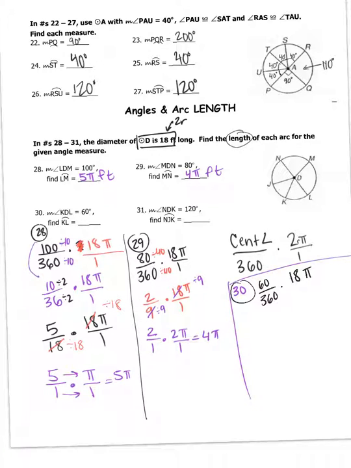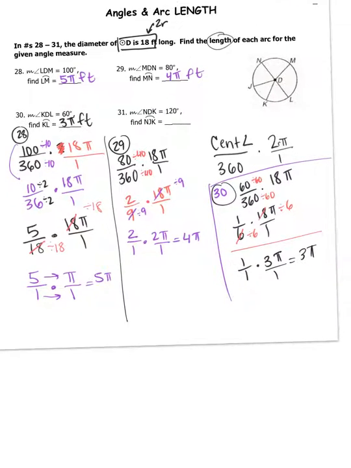If I reduce 60 over 360, I can divide both of those numbers by 60, which gives me 1/6 times 18 pi over 1. Both that 6 and that 18 are divisible by 6. So I'm going to divide diagonally by 6, or cross reduce. That means I have 1 over 1 times 3 pi. 18 divided by 6 is 3. 3 pi over 1, which gives me an answer of 3 pi. So I have 3 pi feet for this arc.